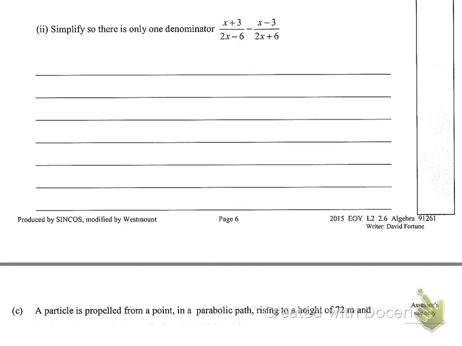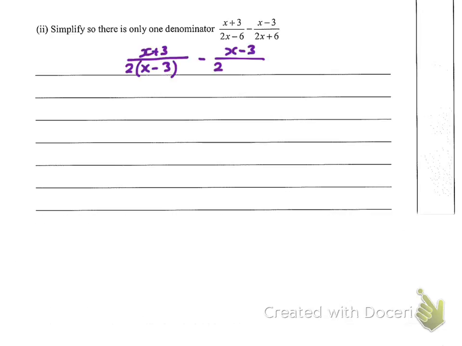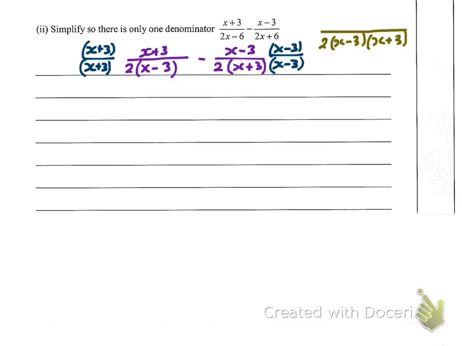Here we want to simplify, so there's only one denominator. So what we need to do for this is get a common denominator. I'm going to factorize it first, take out 2 to make it x minus 3, x plus 3. Now we multiply the left by x plus 3 and the right by x minus 3. So we have our common denominator, which is shown at the top, and x plus 3 over x plus 3 is 1, so is x minus 3 over x minus 3, that's also 1. So we're not changing the value, we're just using that to multiply to get a common denominator.